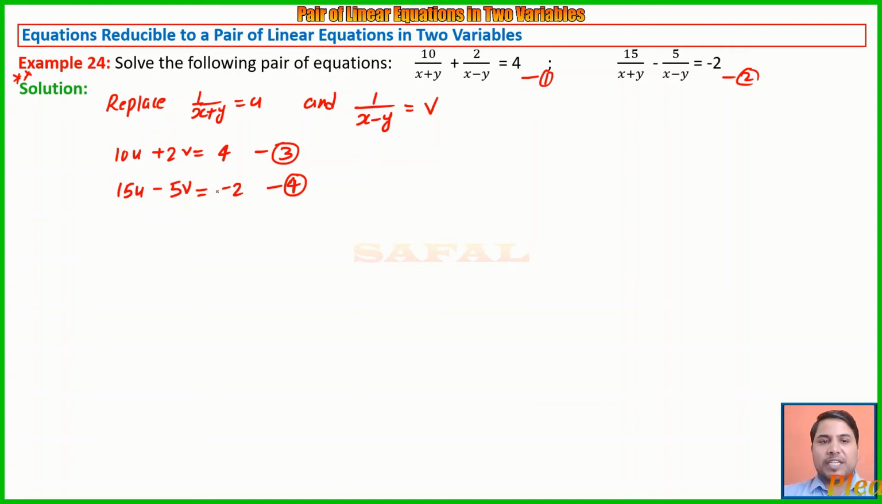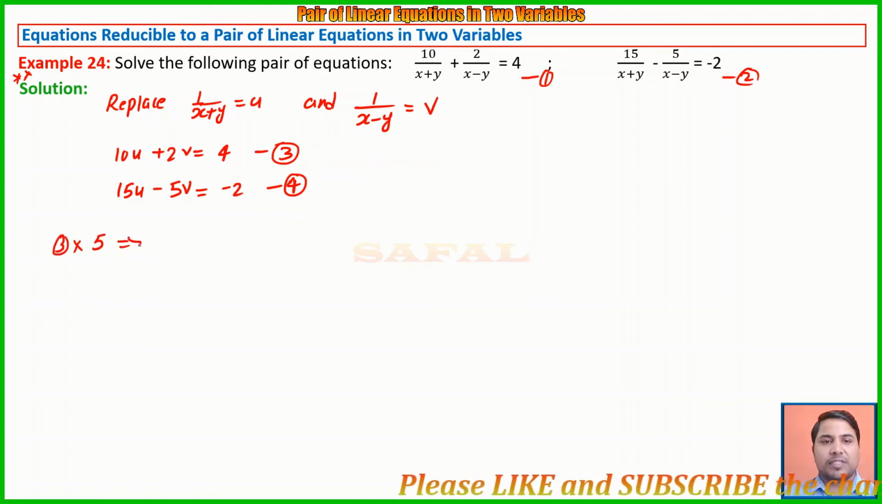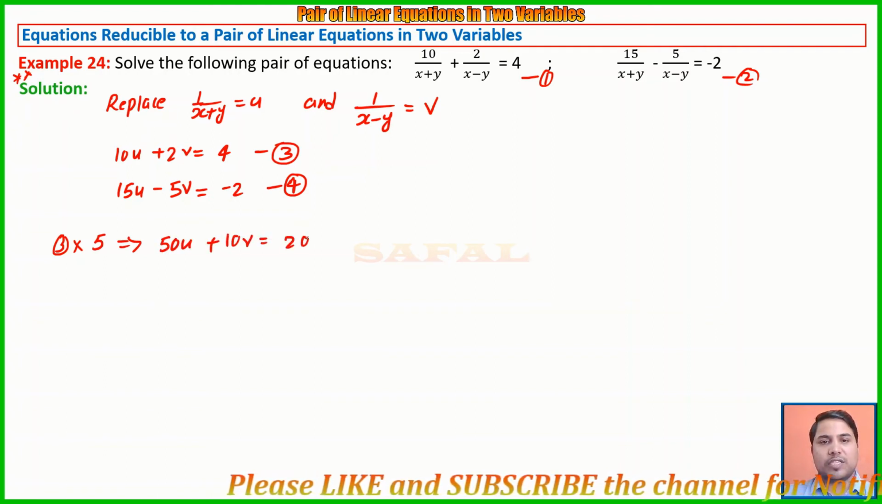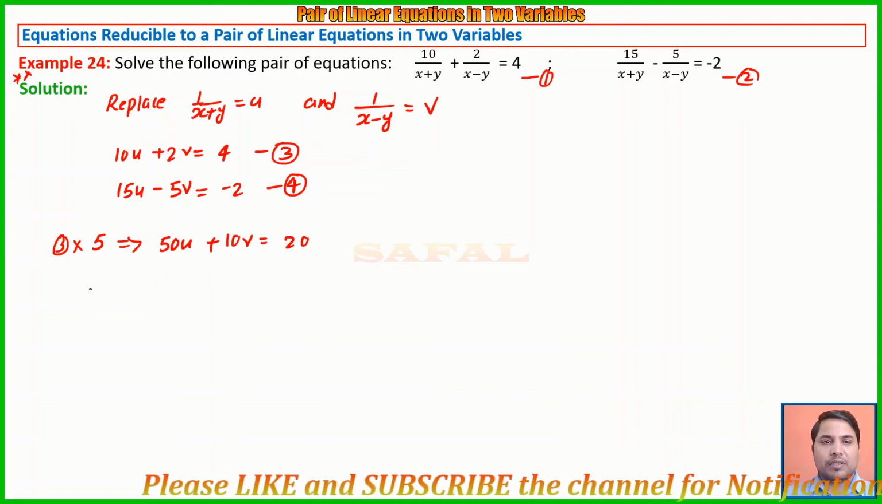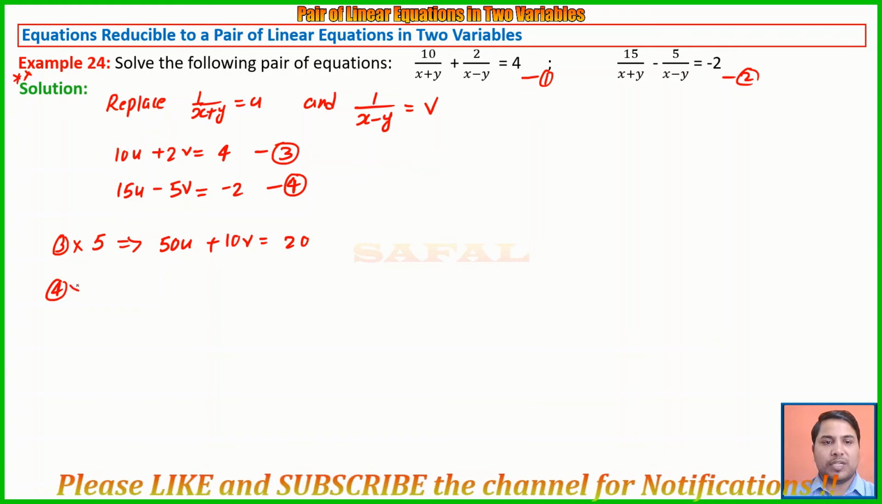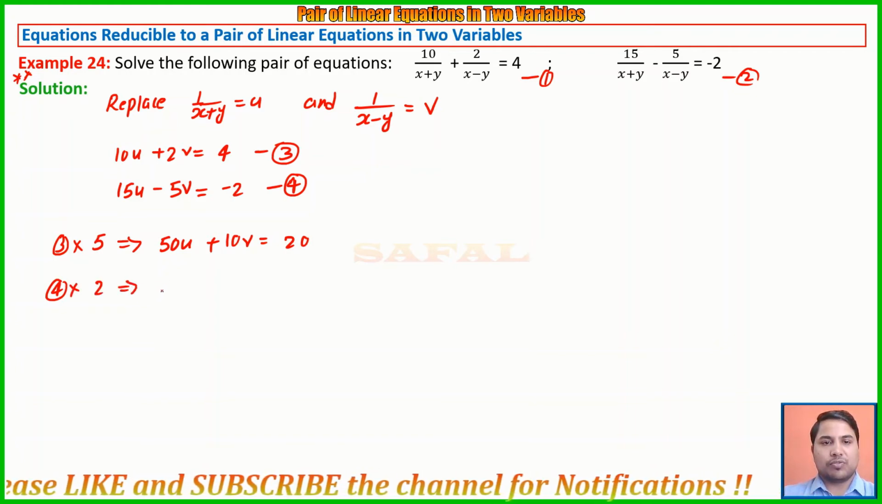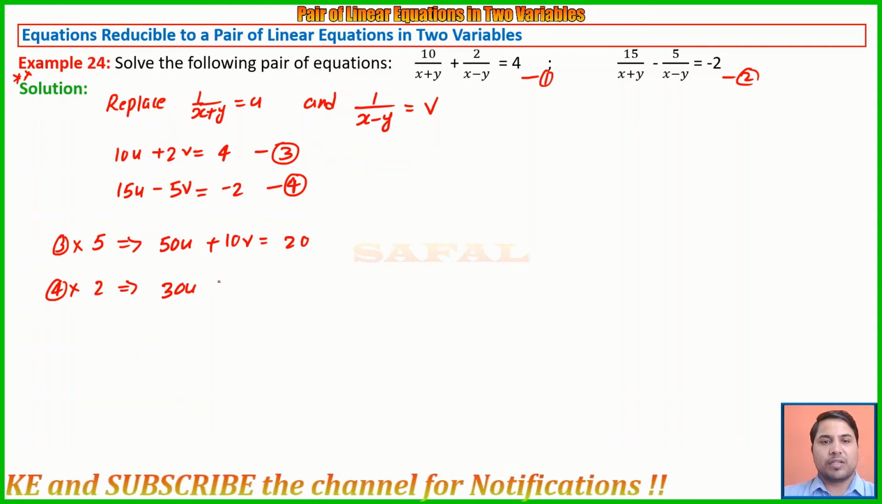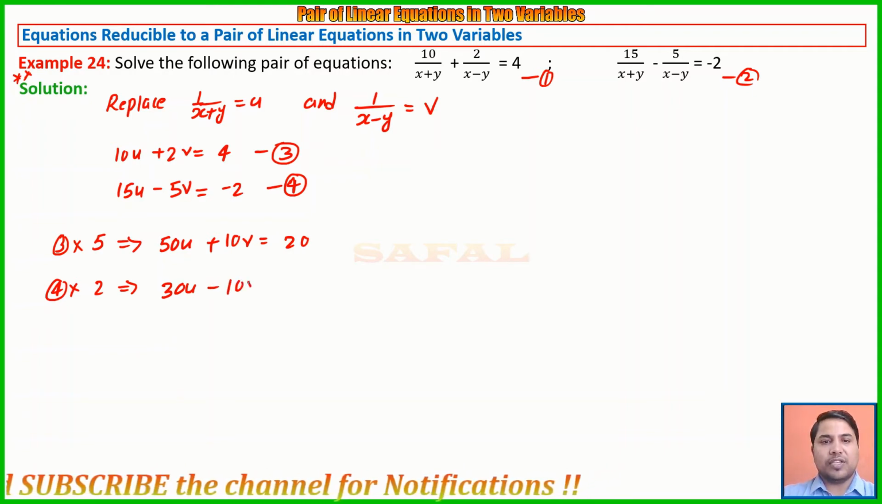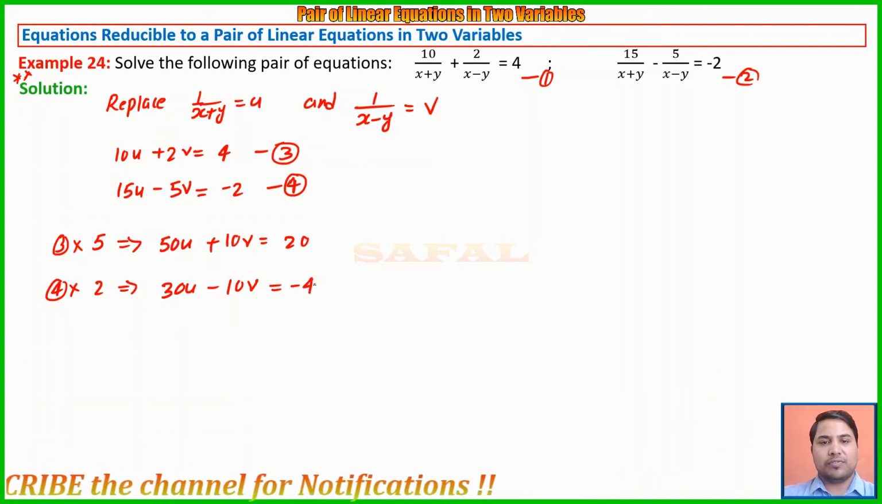So now I can make use of any of the known methods to find the values of u and v. I can see that here I have a plus sign, here a minus sign. So let's make the coefficient of v the same in both equations. Equation 3 I'm going to multiply by 5. So this will give me 50u plus 10v equals 20, and equation 4 I'm going to multiply by 2. So 2 15s are 30, so 30u and minus 10v equals minus 4. So let me call this 5 and this 6.